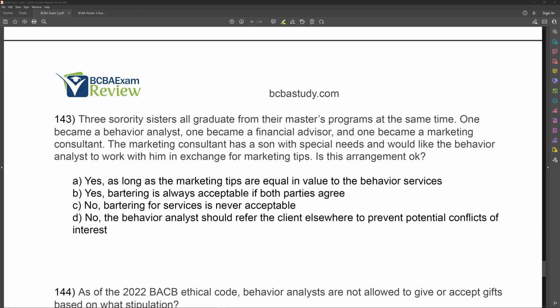You can help them find services. You can help them get established, but you should not take them on as a client. Tricky, tricky question. This is why you need to really read the question and absolutely read all of your answer choices.